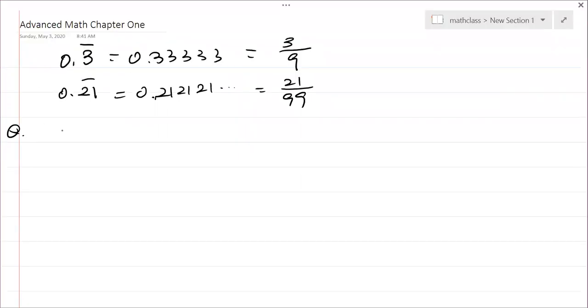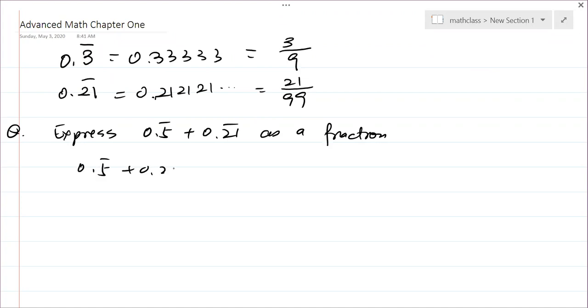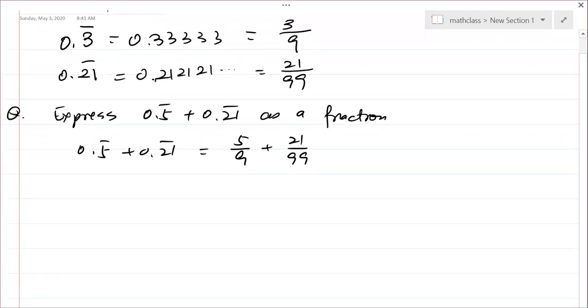Okay, so if you are given a question like: express 0.5 bar plus 0.21 bar as a fraction. What you can do is change each of them to a fraction. So it's 5/9 and 21/99. Now to solve this problem, they do not have a common denominator. So in order to get the 99, you have to multiply the first one, 9, by 11.